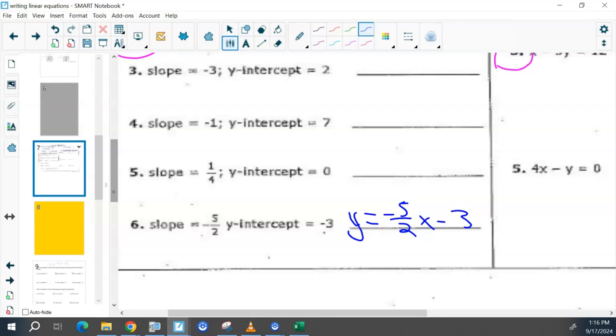Are there any others on this side that we want to go over? What is number 5? 5. Okay. So for that one, how would I write that equation? Y equals 1/4 x. You could put plus 0, you don't have to. So you could leave it like this, or you can put plus 0. Either way.